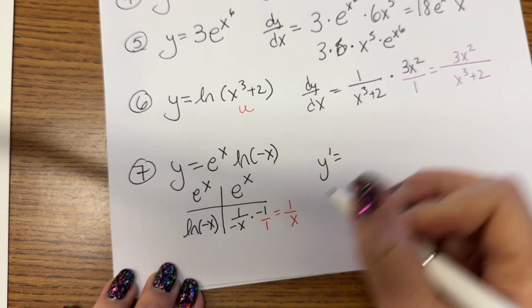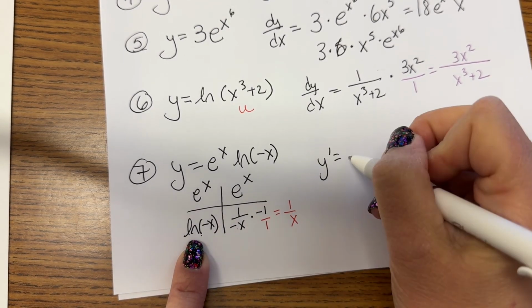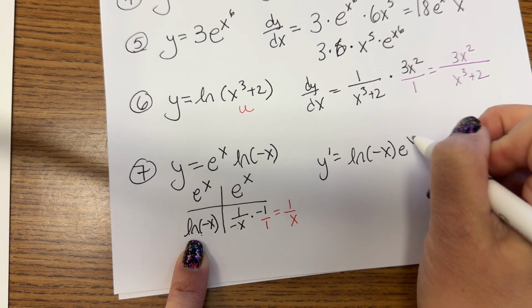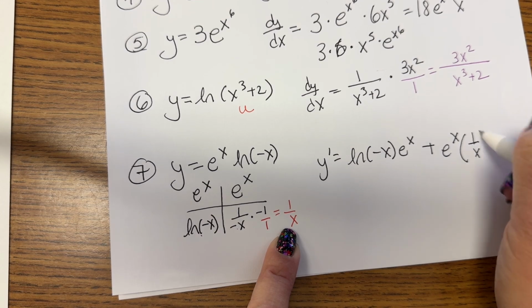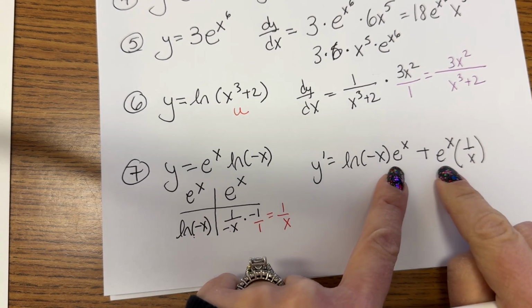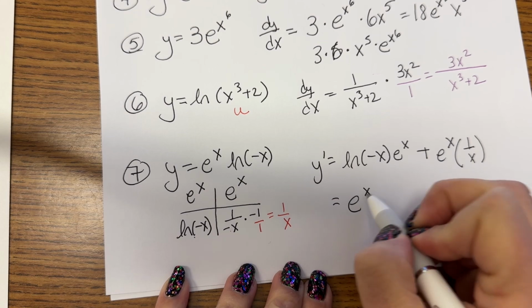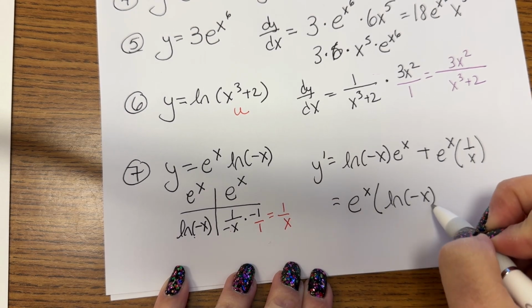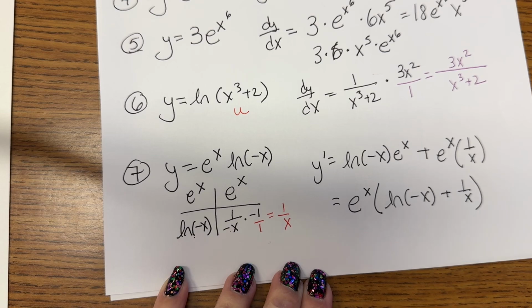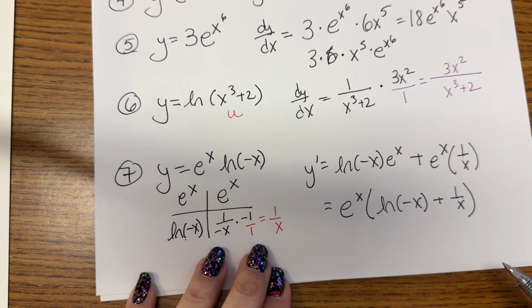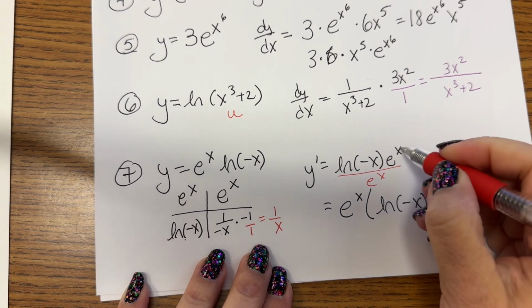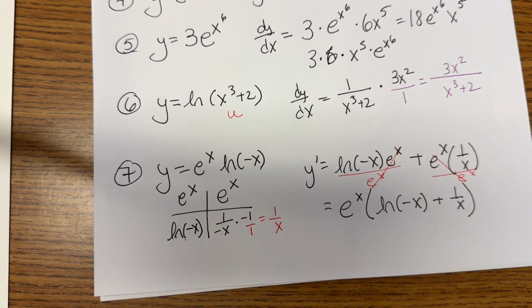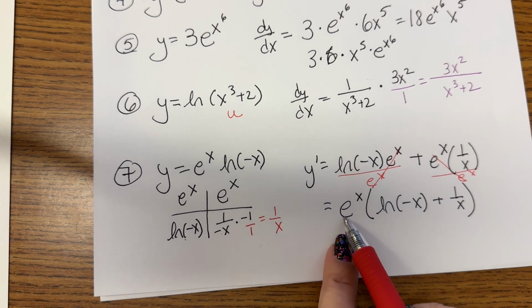So the derivative is ln negative x times e to the x plus e to the x times 1 over x. These terms share an e to the x that I can factor out. And that would be my final answer. When we're factoring, I'm envisioning these terms and rewriting my answer as a multiplication problem.